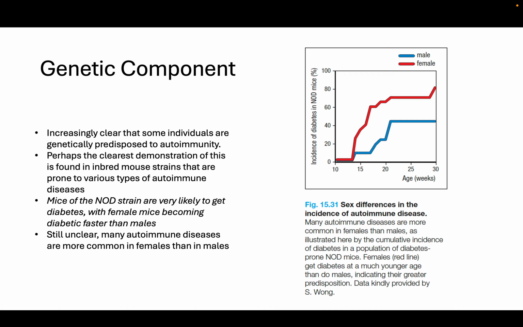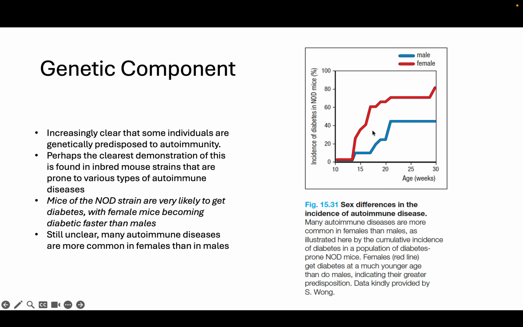Usually, autoimmune diseases you see much more in women than in men. This is also another factor, a kind of proof, to show that there's a genetic component to autoimmune diseases, because this is linked to your X and Y genes. So you see autoimmune diseases happening much more in females than in males.